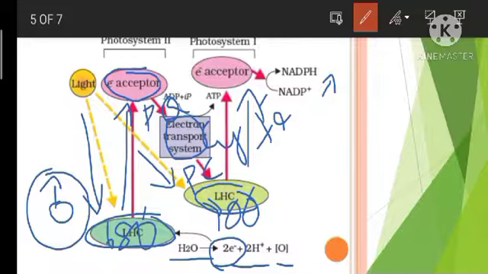And as a result, at last in the light reaction, what is produced? Two energy rich intermediate compounds are produced, isn't it? What are they? One is ATP and another is NADPH.